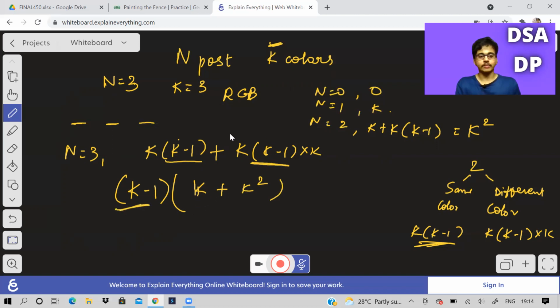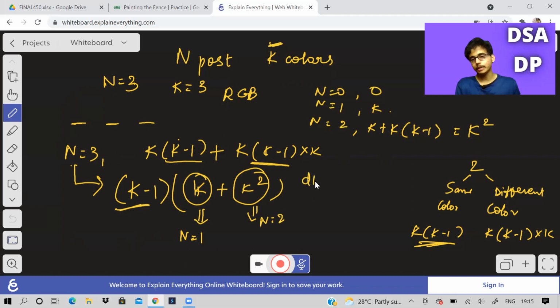If you observe, for n equal to 3 we are getting this. But what is this and what is this? This is the answer for n equal to 1. This is the answer for n equal to 2, which means dp of i is essentially k minus 1 into dp of i minus 2 plus dp of i minus 1.